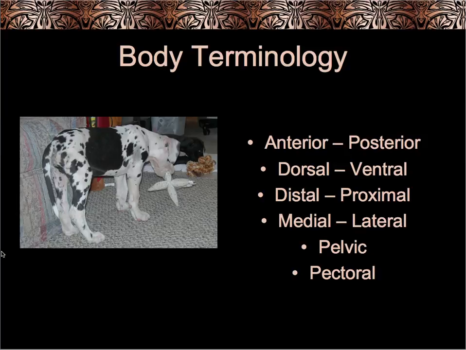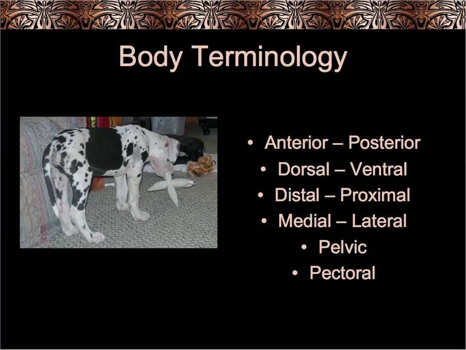Distal and proximal have to be used in relation to another body part. So if you look at this joint right here, these two spots are distal to this joint. That means they're farther away from the body than this joint. So this spot right here is proximal to this joint. It is closer to the body than this joint right here. So that's another way you can describe the location.